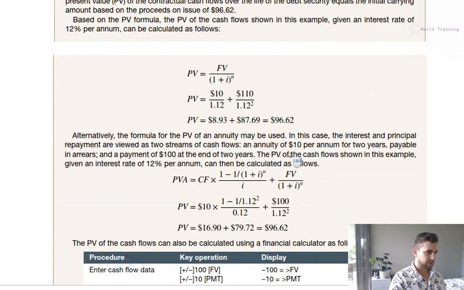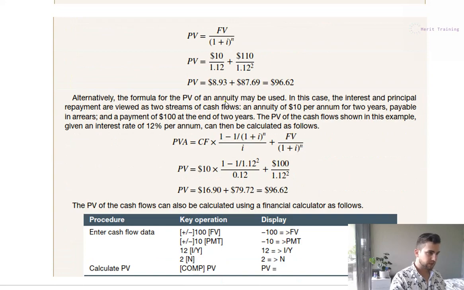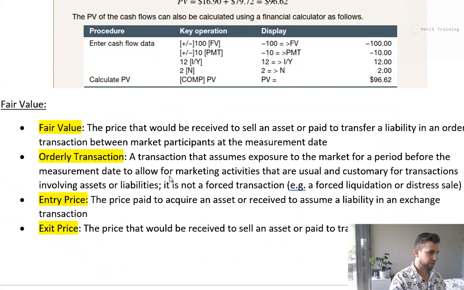So there's a section from the textbook which shows you an example of this, which you can read through in your own time. Basically, you plug in this calculation: present value equals the future value over 1 plus I, where I is the interest rate, to the power of N, the number of years.